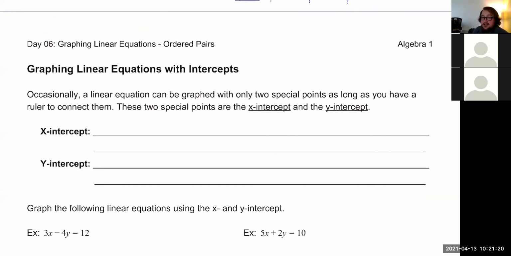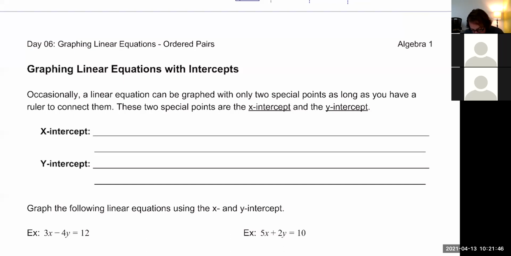If those 2 points that you're graphing are very special points. So 3 points is the minimum for a table. 2 points is the minimum if those 2 points are known as the x-intercept and the y-intercept. So for these definitions, I'm actually going to write 2 statements. The first line is going to be what it is. The second line for each is going to be how to find it.